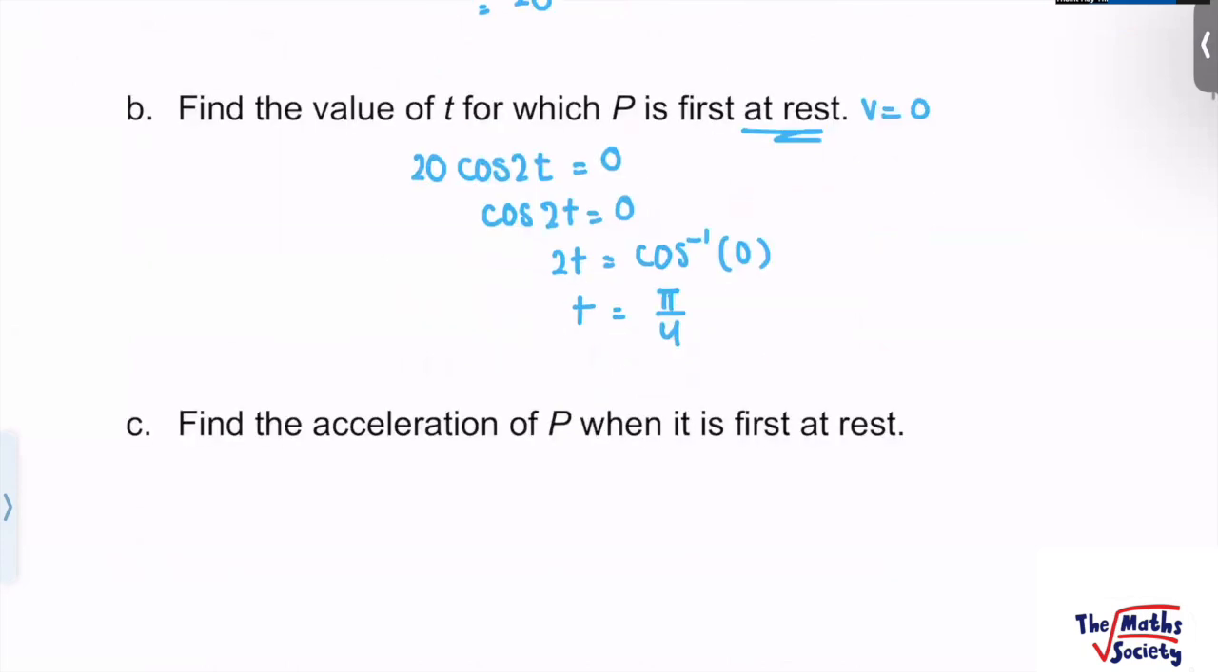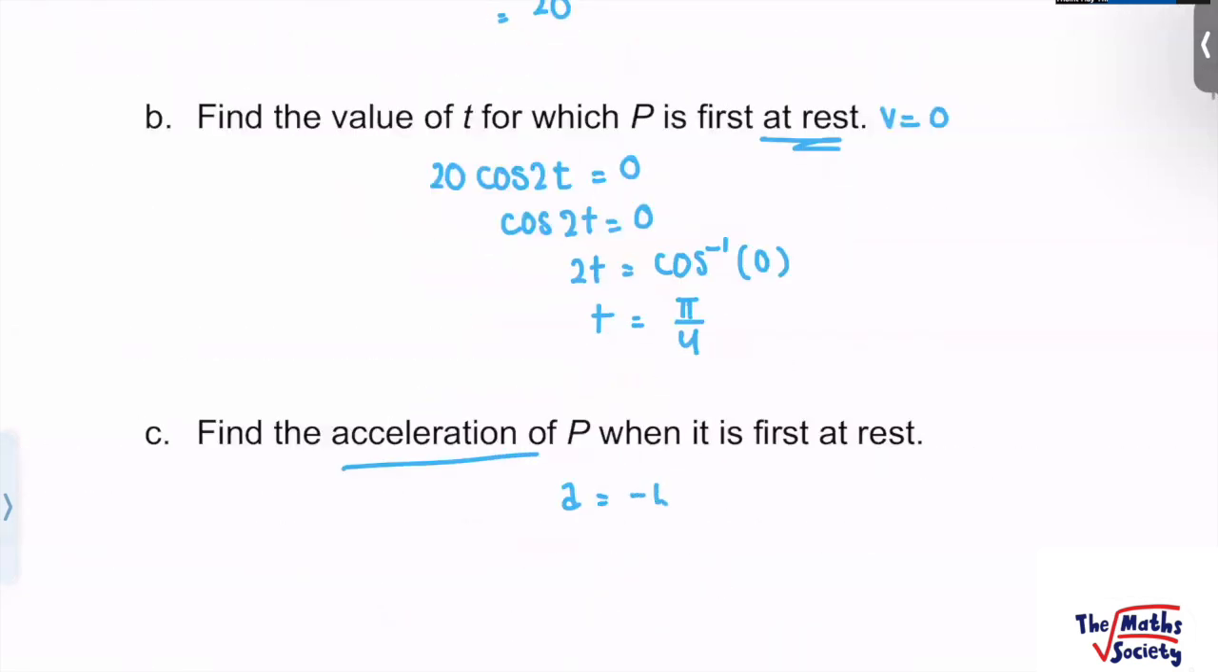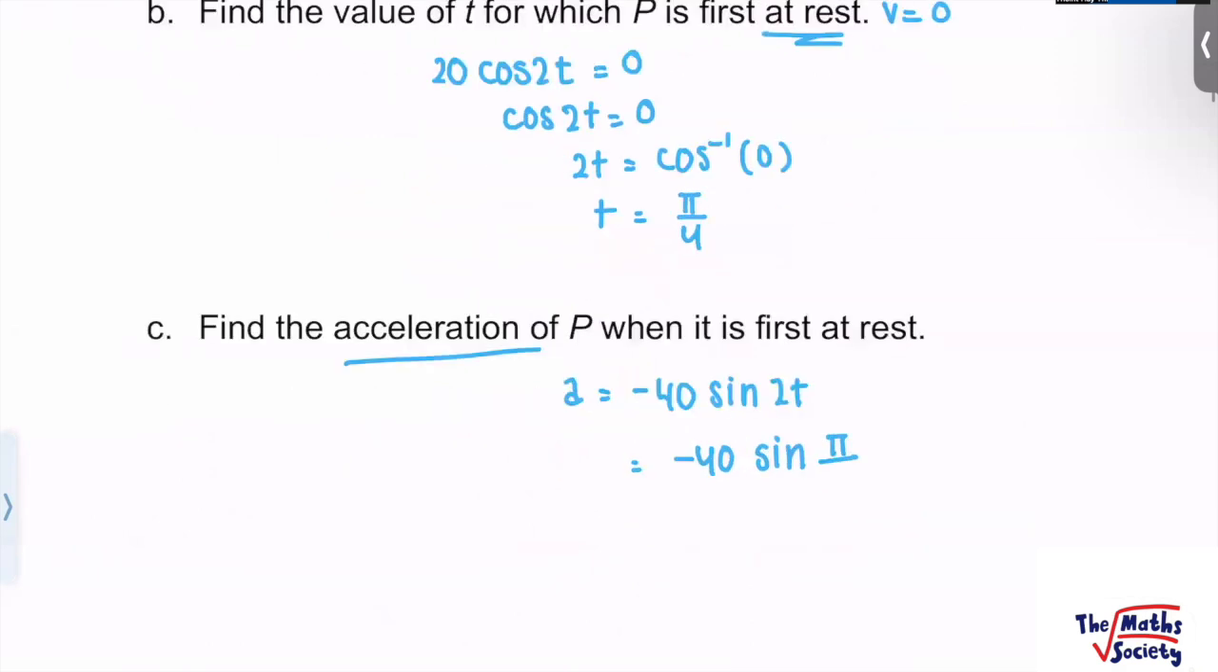And then it says find the acceleration, you need to find a. So we know that a is just going to be minus 40 sine 2t, right? So then that is minus 40 sine pi by 2. Sine pi by 2 is 1, so that's going to be just minus 40, and that is your acceleration.